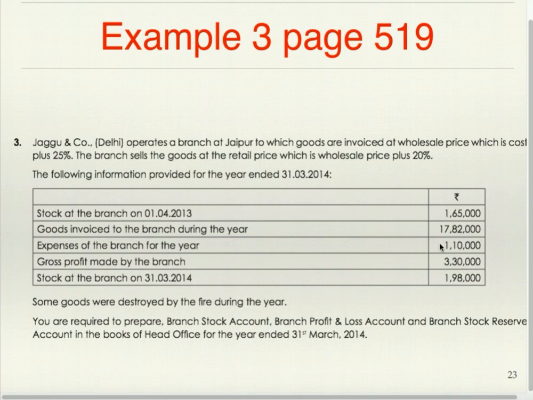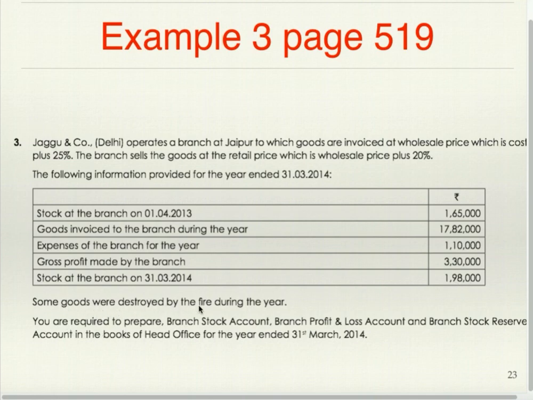Expenses of branch for the year. Branch profit and loss account debit to expenses. Gross profit made by branch, 3,30,000. Stock at branch, closing stock at branch, branch stock account, by balance carried down.